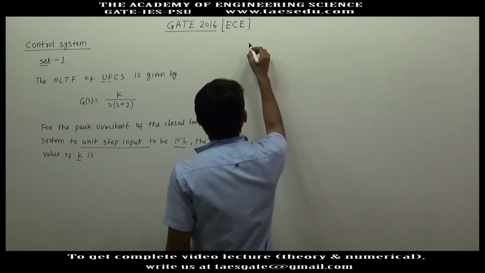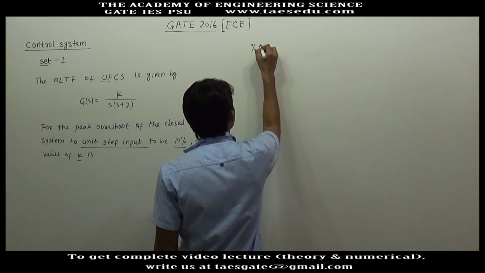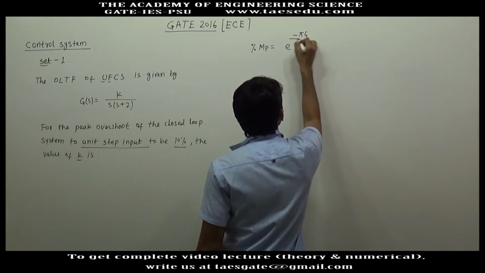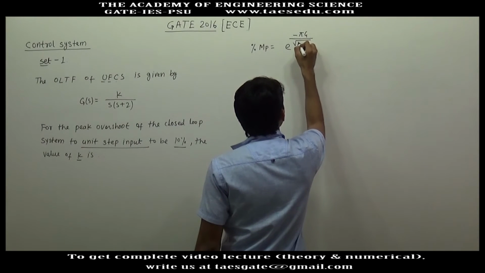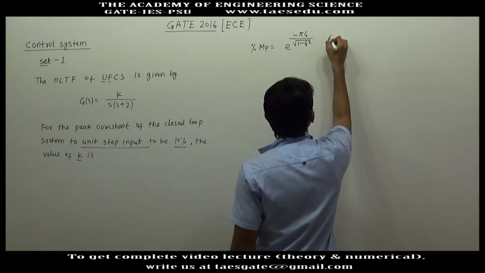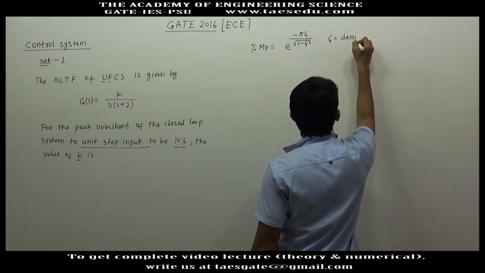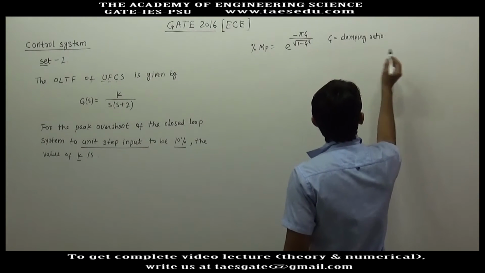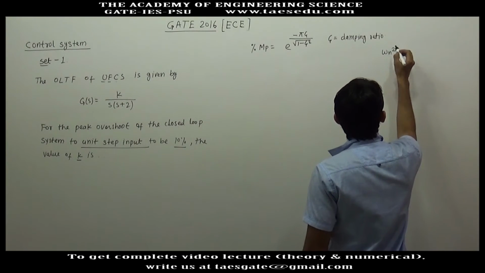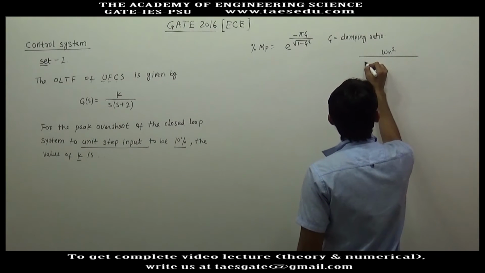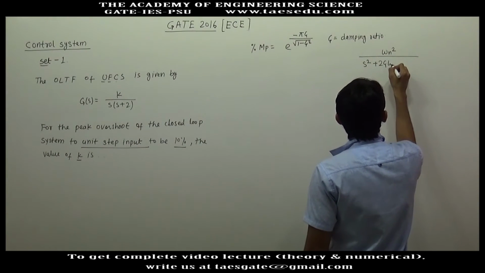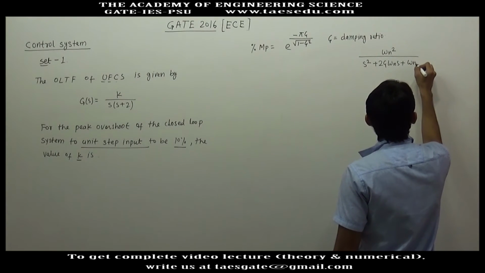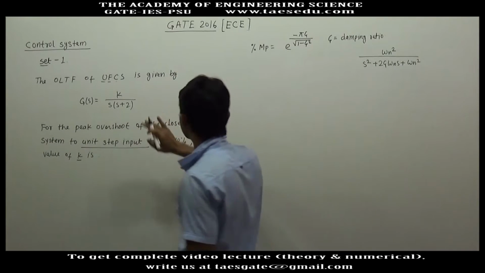First I will write the formula for percentage peak overshoot. This is equal to e to power minus pi zeta divided by root under 1 minus zeta square, where zeta is the damping ratio. And the general equation of a closed loop second order system is s square plus 2 zeta omega n s plus omega n square.